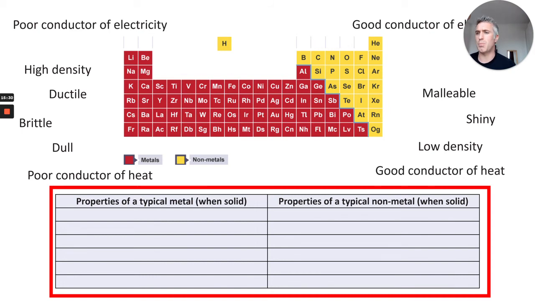So we've got things like poor conductor of electricity, high density, ductile, brittle, dull, poor conductor of heat. Good conductor of electricity, malleable, shiny, low density, good conductor of heat. This will make a good flashcard.